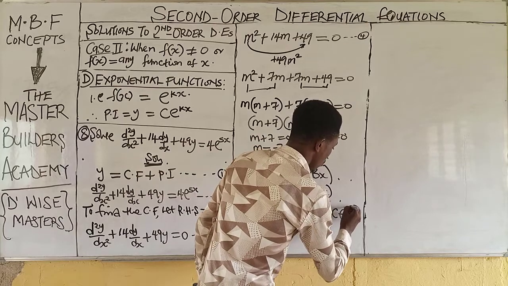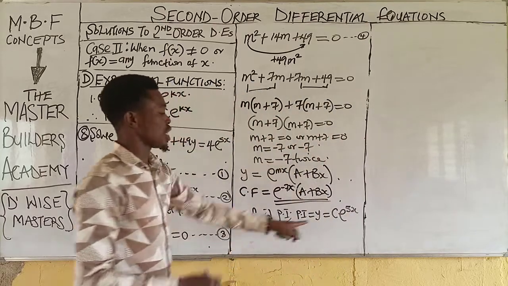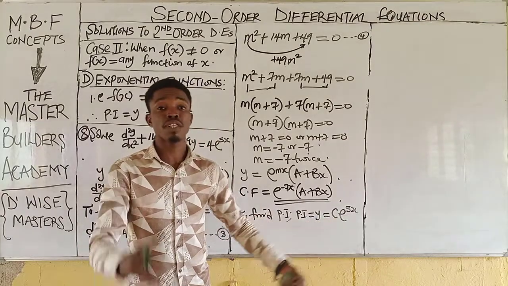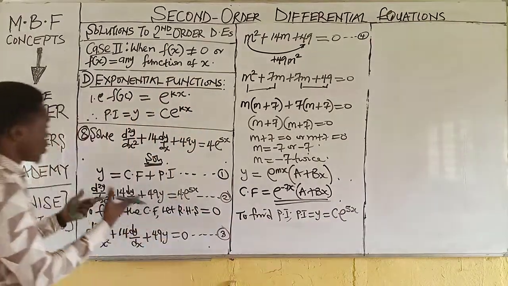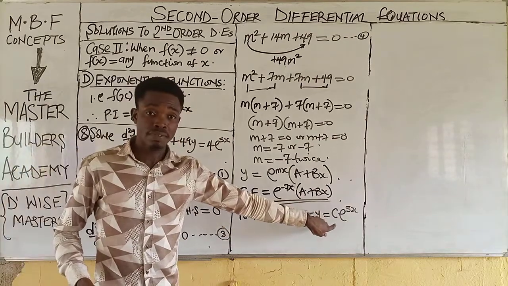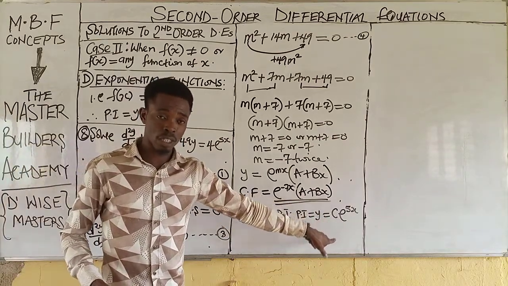Now, if this is understood, the next thing we are quickly going to do is to differentiate y. We already know that y is equal to this guy. So when we differentiate y twice, we will be able to substitute into the given equation, where we will be able to obtain the value of c, which is the arbitrary constant.